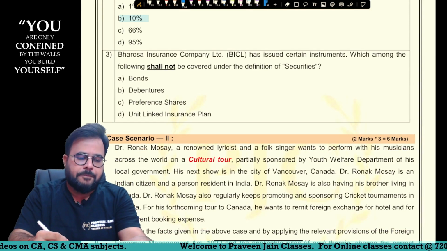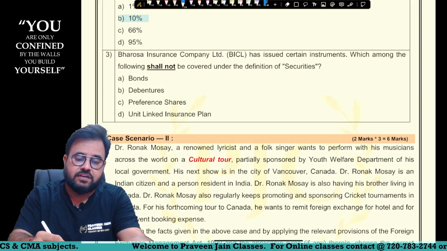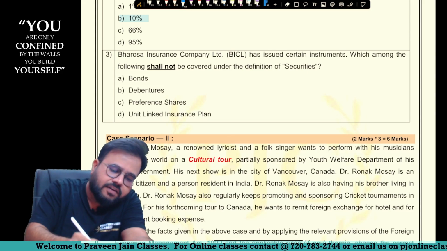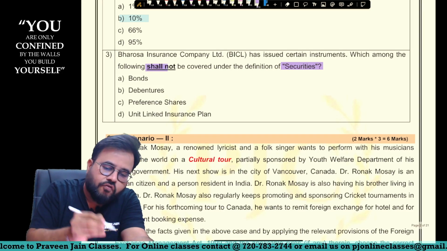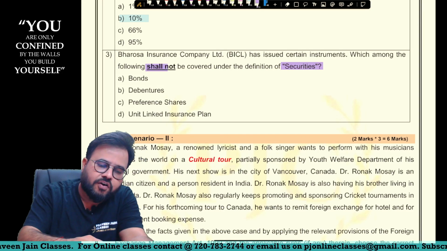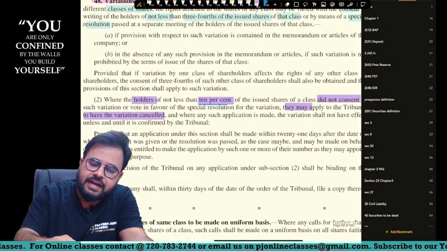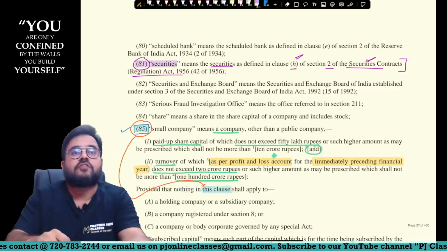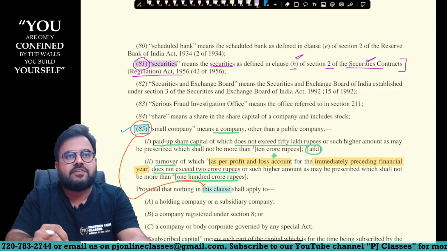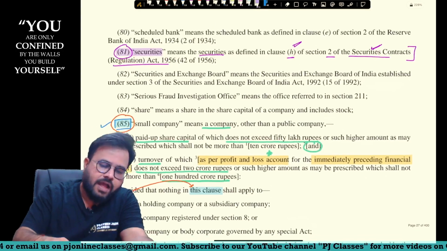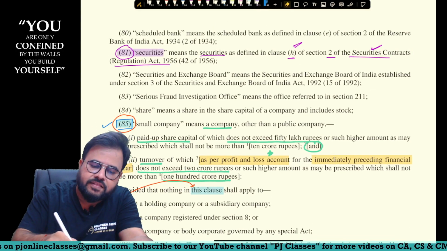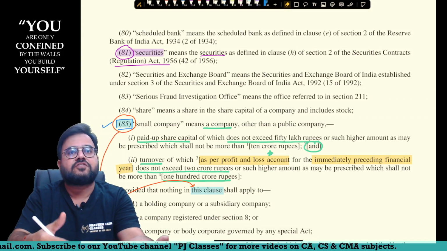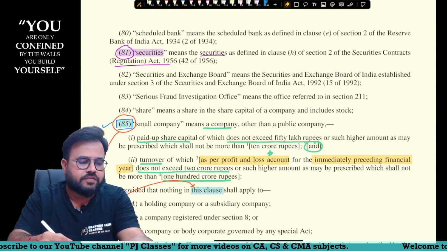Bharosa Insurance Company Limited has issued certain instruments. Which among the following shall not be covered under the definition of securities? So what is not regarded as a security is what we have to find. Definitions are given in section 2 of the Companies Act. The securities definition is given in section 2 clause 81. You will see that it is not defining the term exactly, it is just giving a reference to another section. Let's see section 2 clause 81.